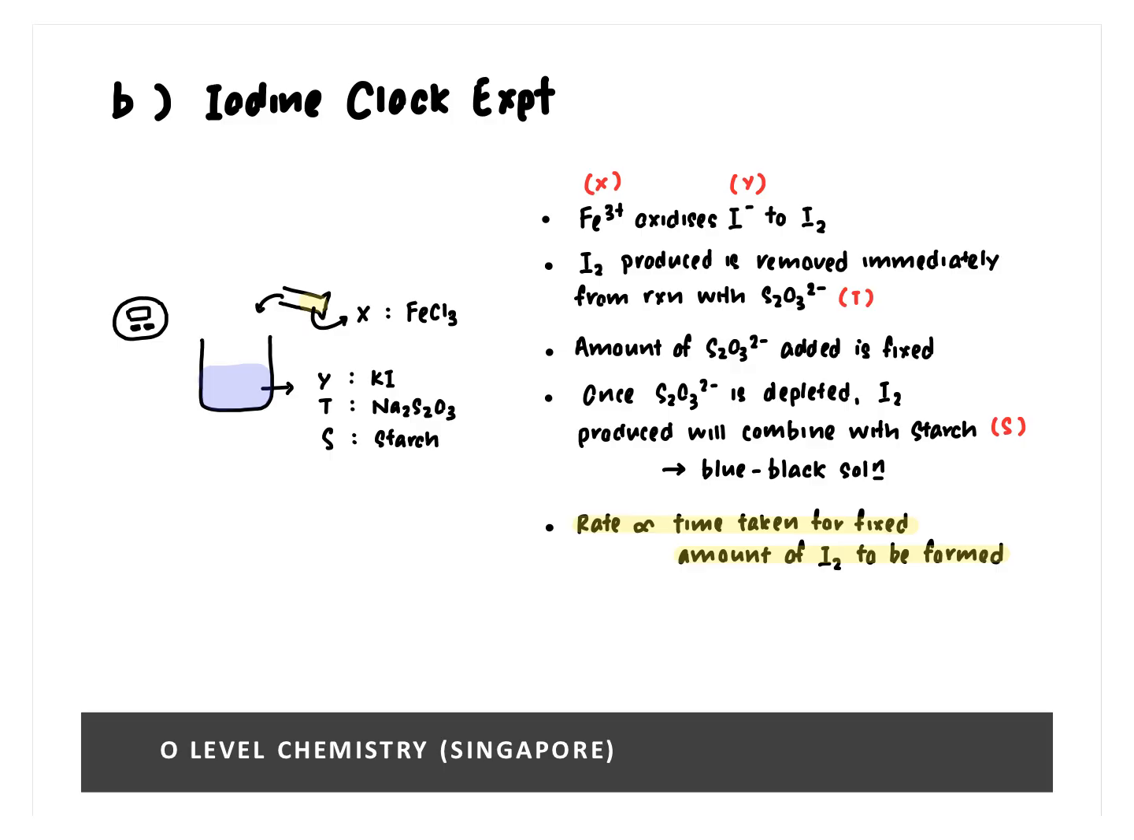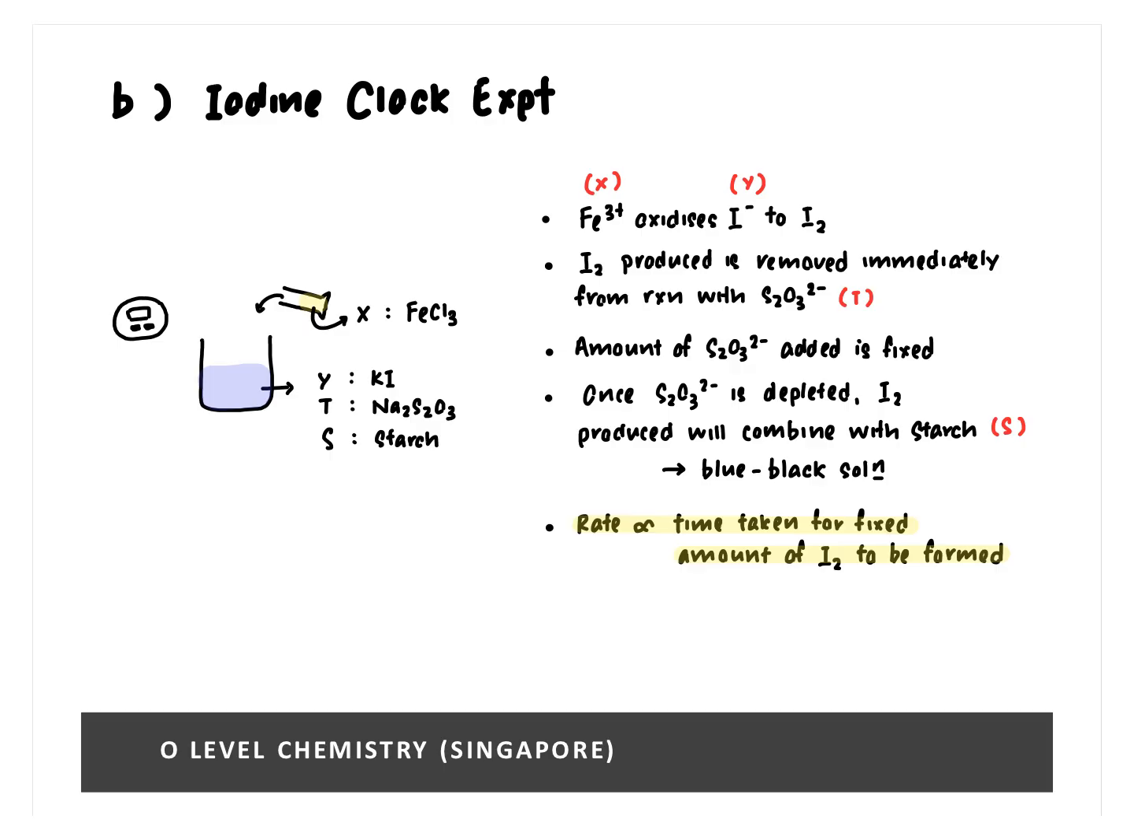Now, since the amount of thiosulfate that we add is limited, once your sodium thiosulfate is used up, is depleted, any excess iodine formed would immediately combine with starch to form a blue-black solution. So that indicates that sufficient iodine has been produced to react away your sodium thiosulfate.